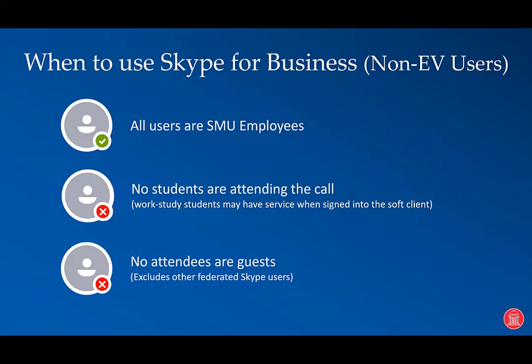So why is this important? Those of you who are still using your old PBX phones, which you're already probably aware of, you can forward to another line should you need to telecommute. The way Skype works for you today is that all of your meetings should have just SMU employees. You don't have students attending the call. All your work study students may have the service when they're signed into the soft client. And you don't have guests on your calls or on your conference calls.